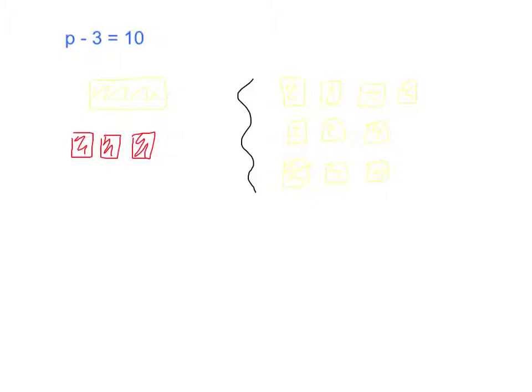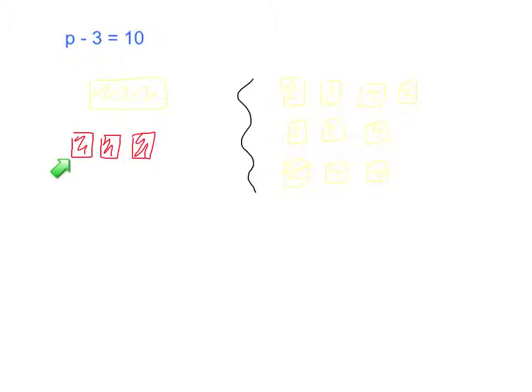So our next step is we need to isolate our variable. And what I mean by isolate the variable is we want to know what does P equal. And I don't know what that equals until I get rid of these 3 negative tiles somehow. Because right now P subtract 3 equals 10. I don't want to know what P subtract 3 equals. I want to know what P equals. So we need to isolate our variable, or get the variable by itself on that one side of the equation.